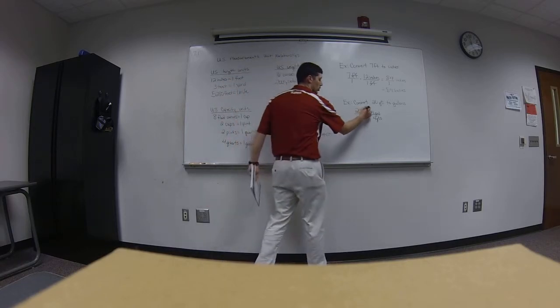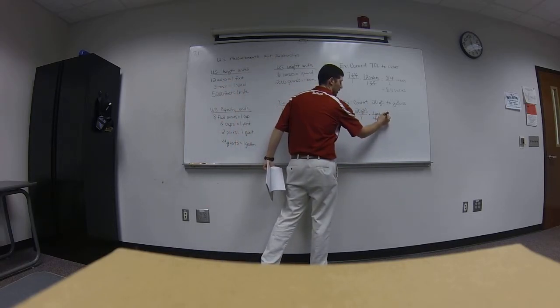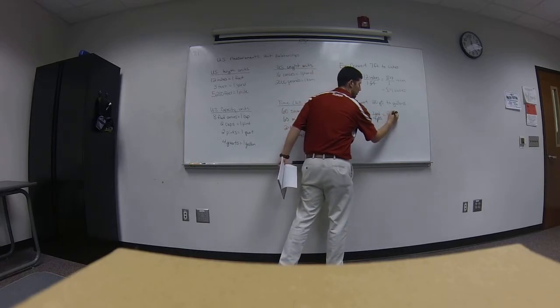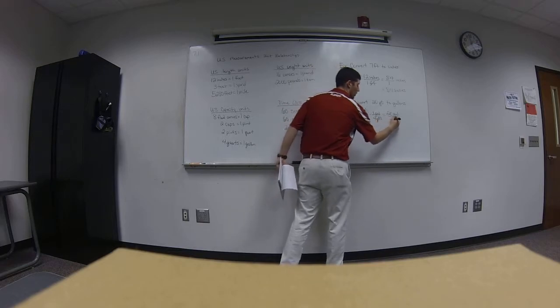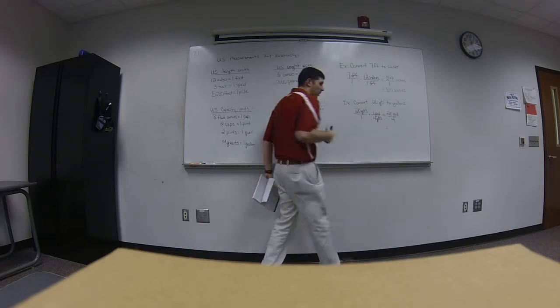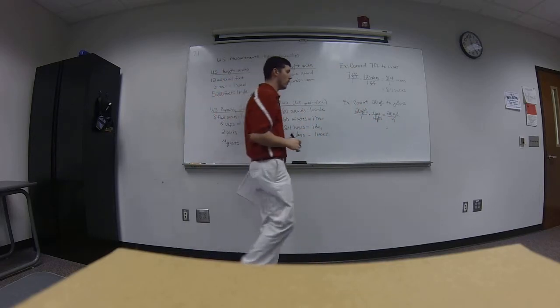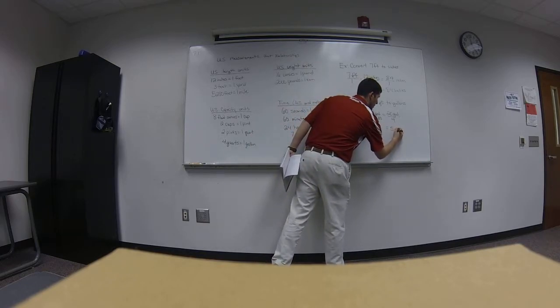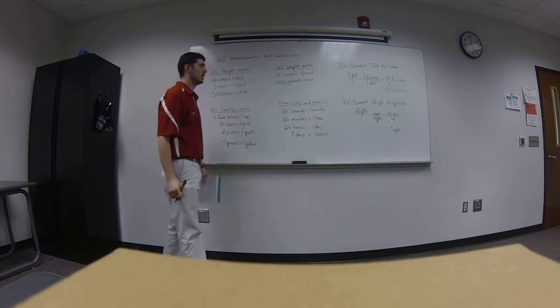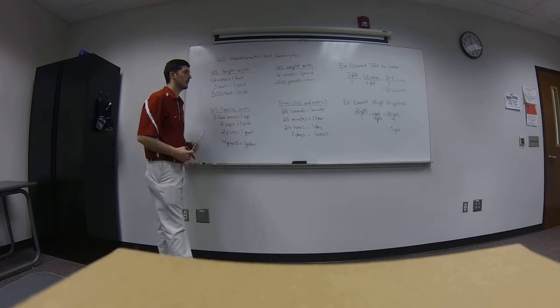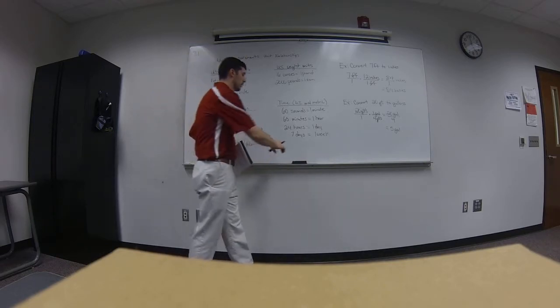All right, well now our quarts will cancel. So we're left with 20 times 1, which is 20 gallons, over 1 times 4, which is just 4. And now we just have to reduce our fraction. 20 over 4 gives me 5 gallons. So 20 quarts is equal to 5 gallons. All right, good. So let's look at some more.